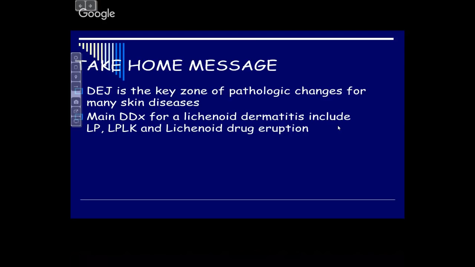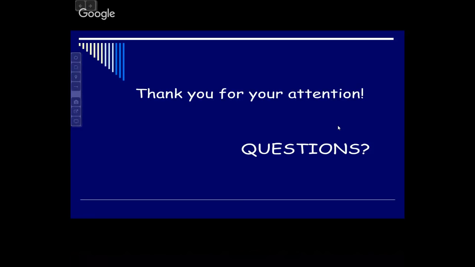So the take-home message is, in a lichenoid inflammation, the key action is happening at the dermal epidermal junction. And when the main action is happening at the dermal epidermal junction, you always have to think of lichen planus-like keratosis, and then you look for eosinophils in the lichenoid drug eruption. And then you go on to the other features that we talked about. Does it have deep involvement? Is there any pigment incontinence? Is there any sclerosis? And then you can go through all the other differential diagnoses of a lichenoid reaction pattern. Thank you. Any questions?